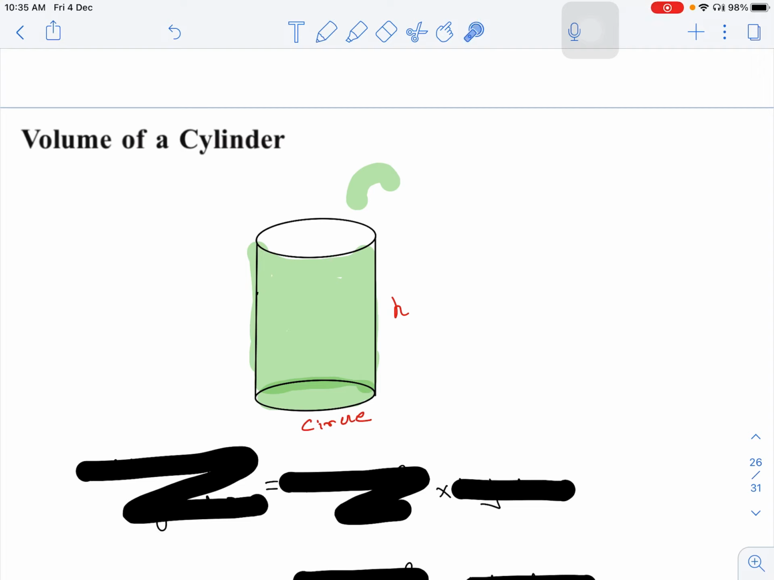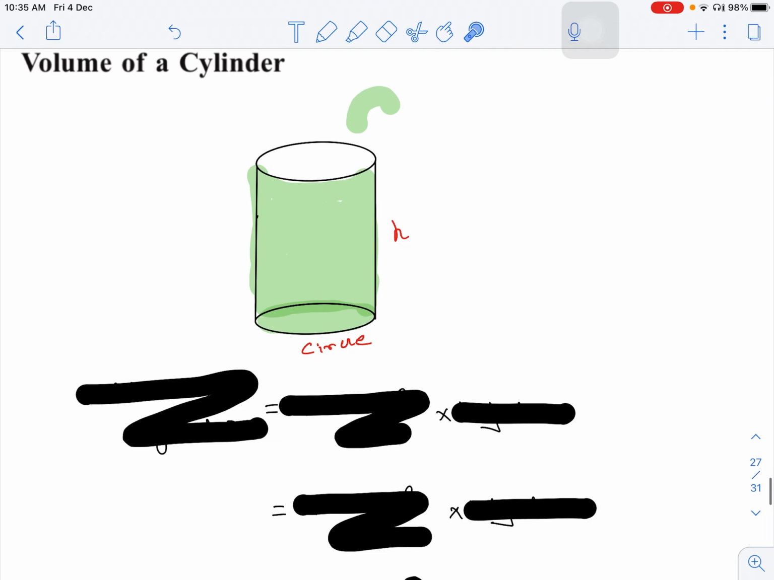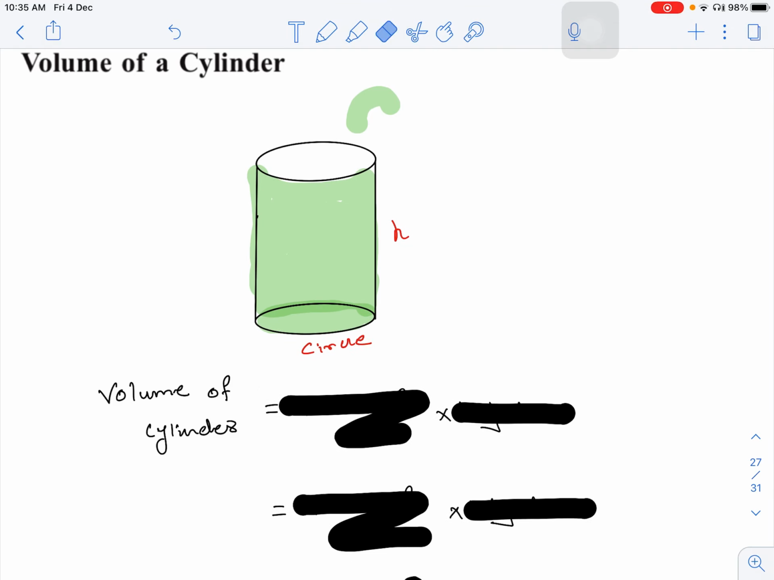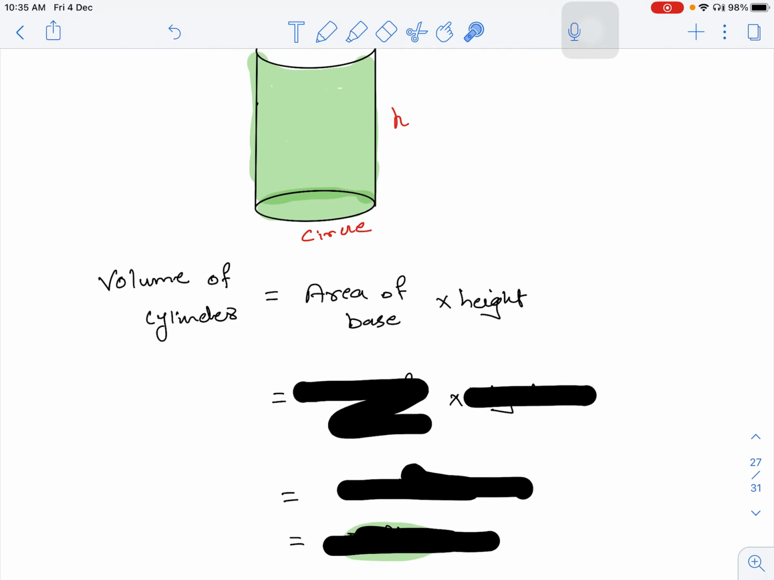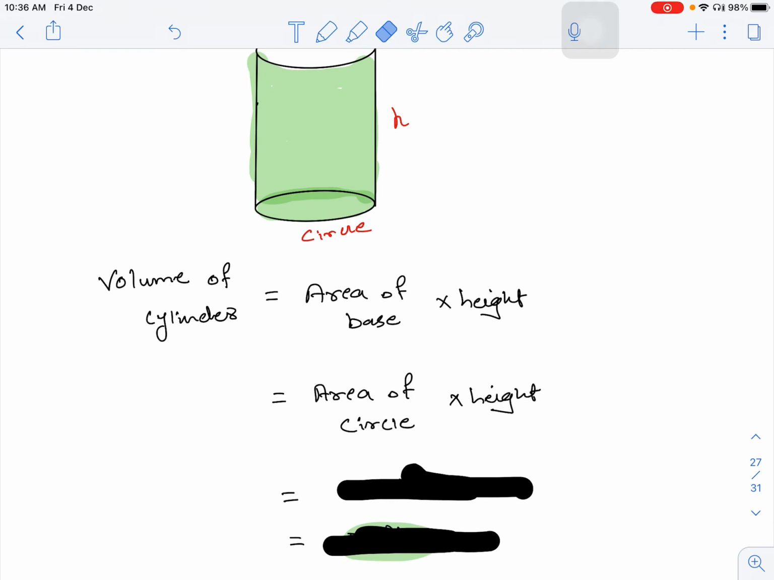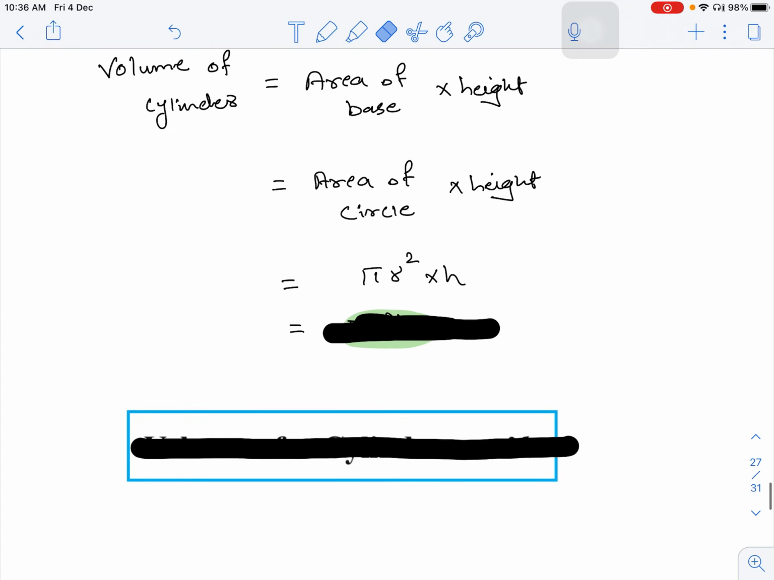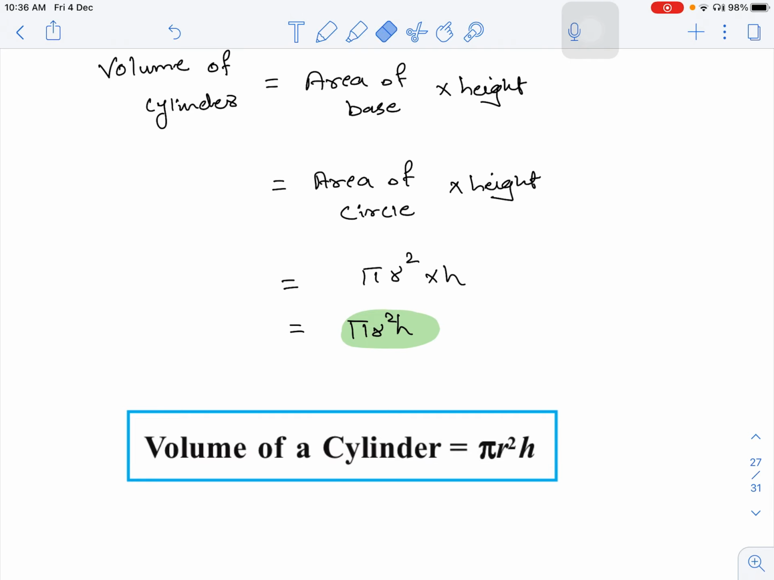So now, if you want to find the volume of this cylinder, what we will write is: volume of cylinder equals area of base multiplied by height of the cylinder. What is our area of base? The base figure is a circular figure, so here we will write area of circle into height. Now what is area of circle? It is pi r square, into height. So what is our formula? That is pi r square h. Finally we write volume of cylinder equals pi r square h.